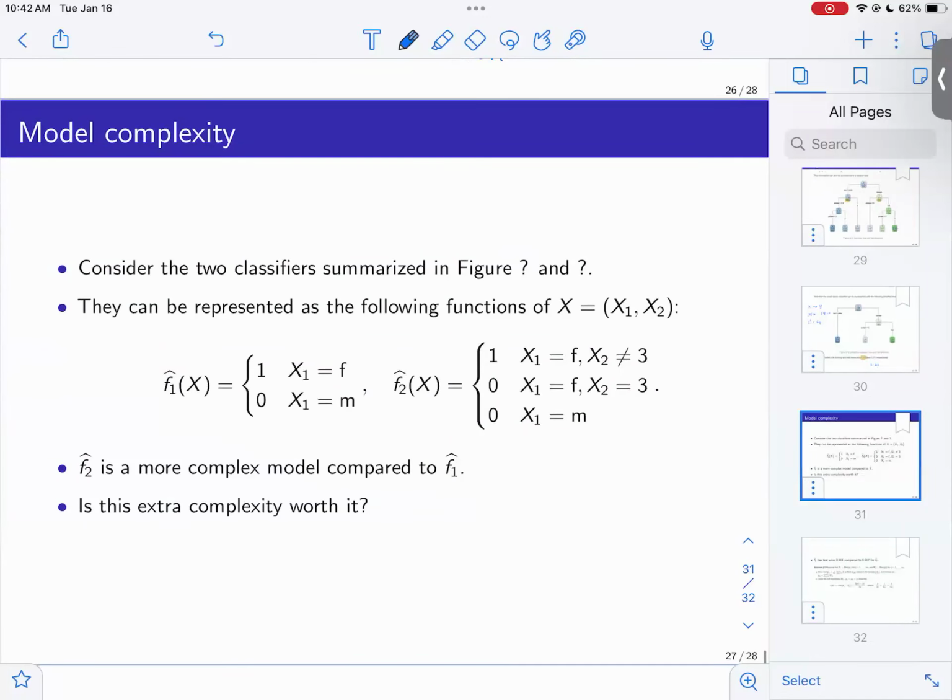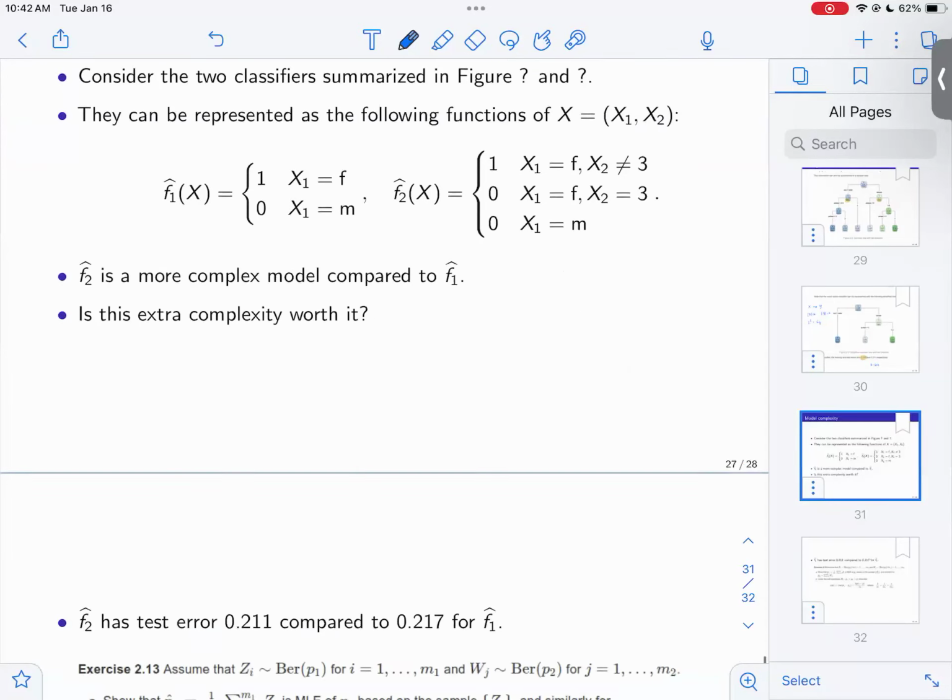So this is the simple classifier, this is the complex. Is the extra complexity worth it? Because I can always drive the training error down by increasing the class of functions, though not always the test error. But in this case, it seems like the test error also went down. It seems like we're on the good side of things. But is this extra complexity worth it?